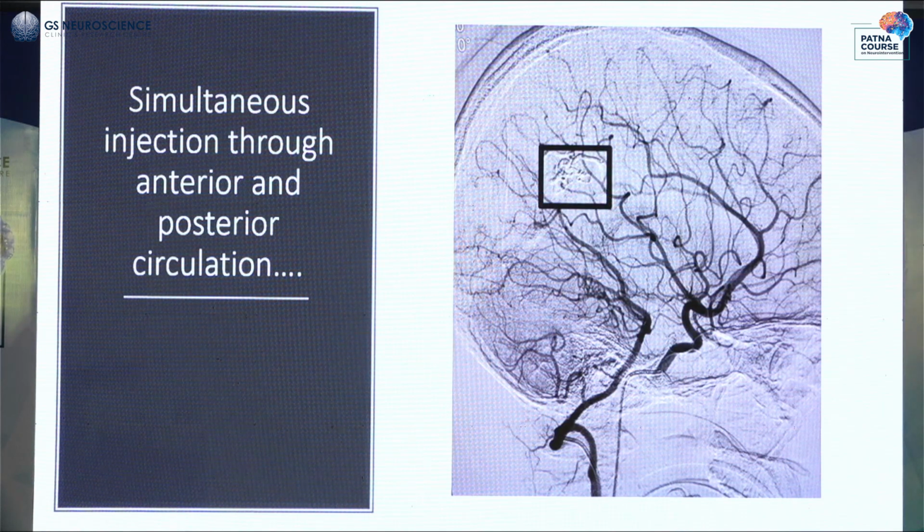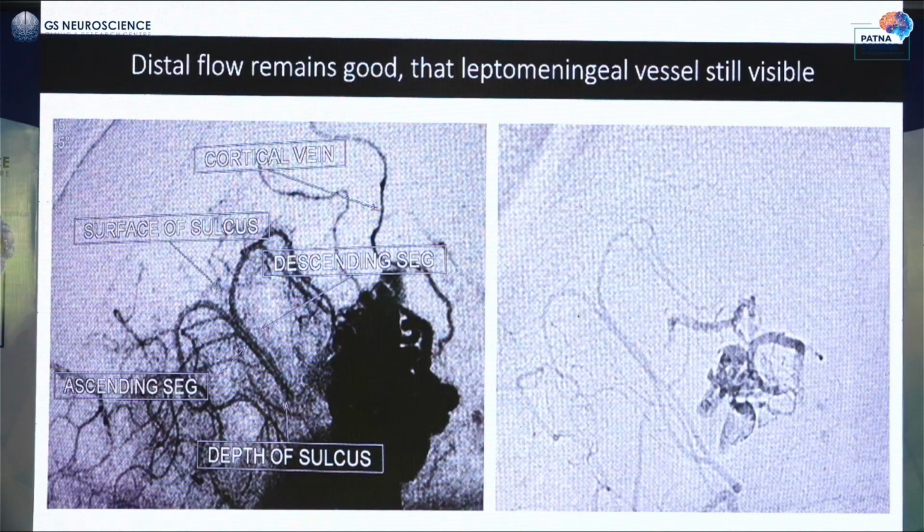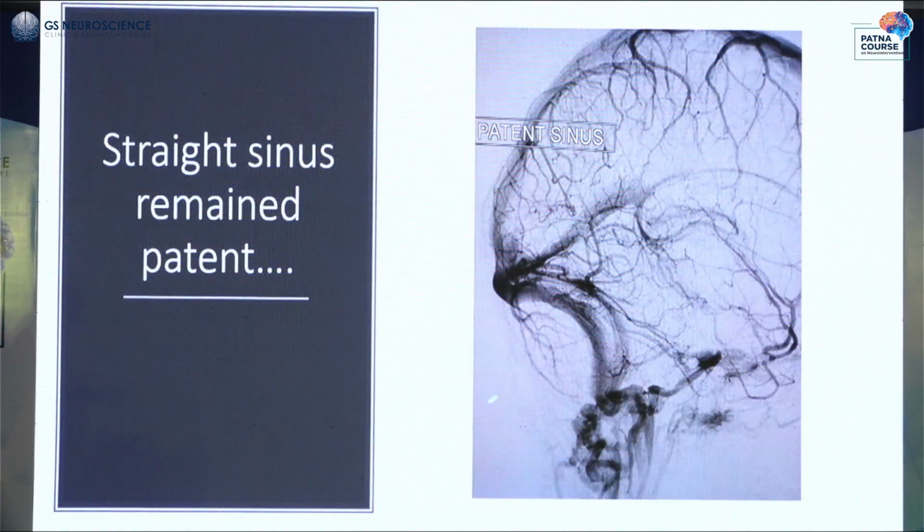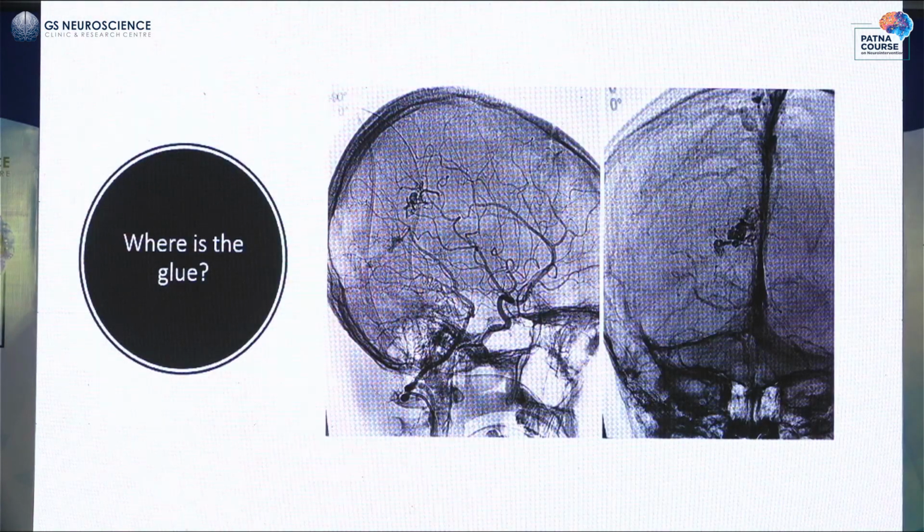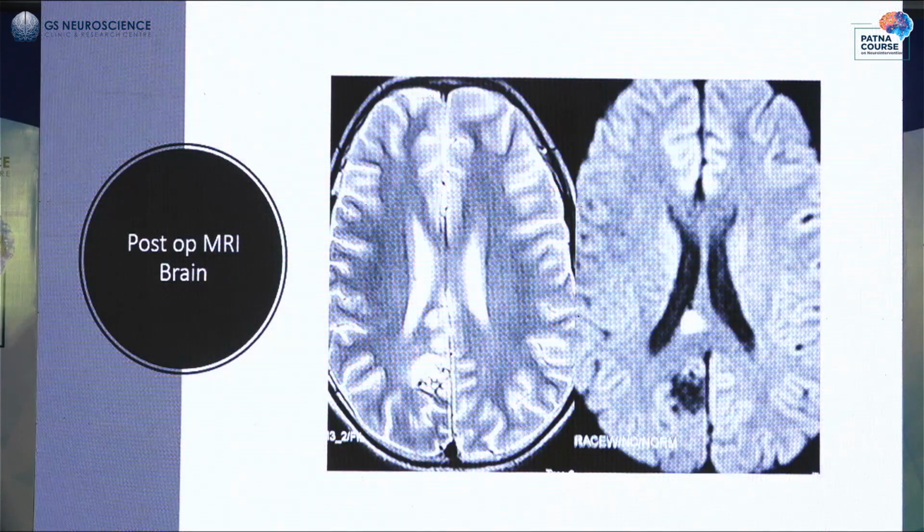So this is the glue cast. These are the vessels that we just marked. This is the glue cast. The sinuses are patent. So where is the glue? This is the area where the malformation was, and we finally confirmed that with imaging.